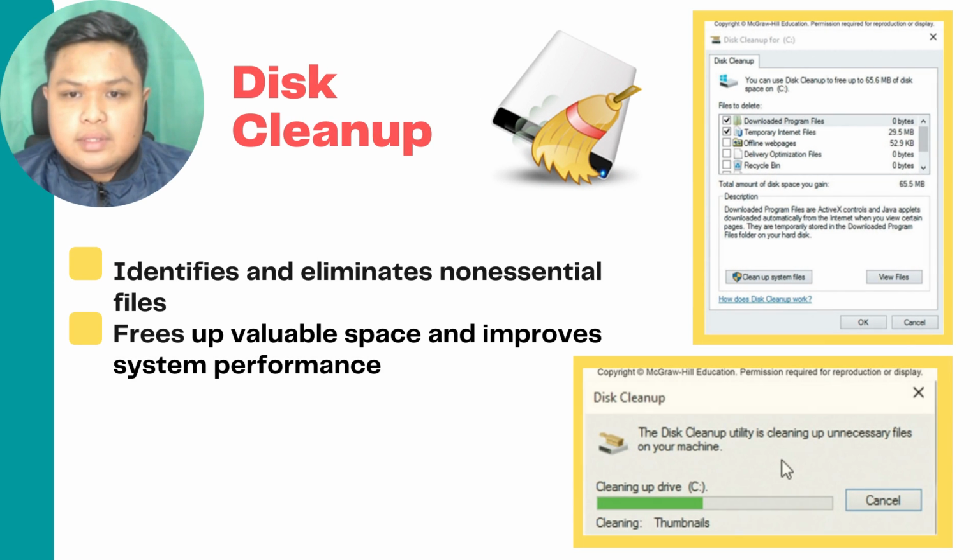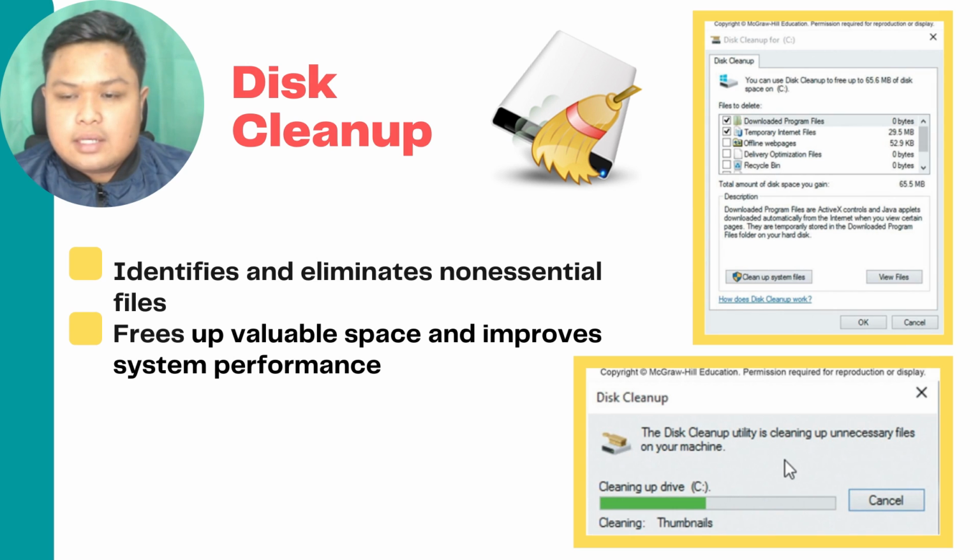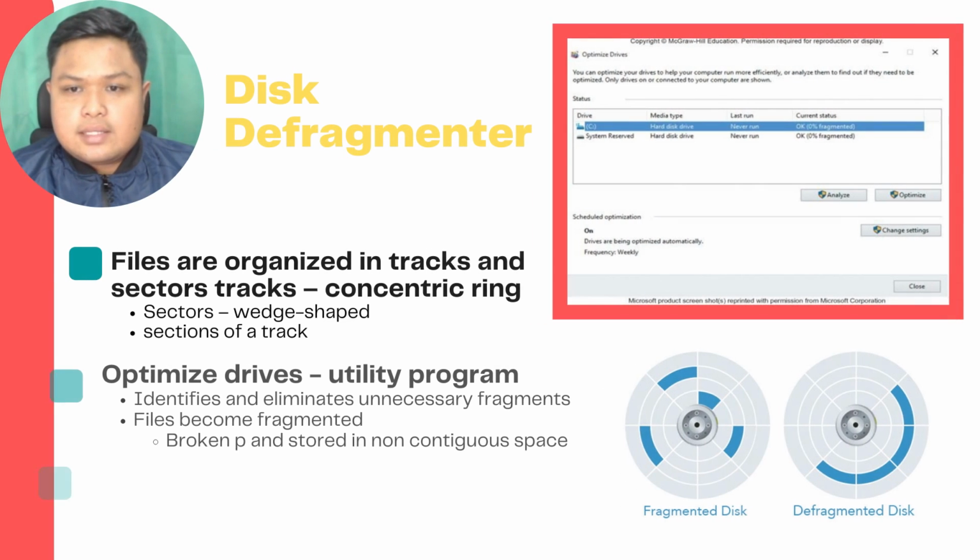Next is disk cleanup. This cleanup function identifies and eliminates non-essential files. Number 2, frees your valuable space and improves system performance. So this cleanup program is a function to clean up all your unusable files and make your disk more proper and smooth running. Next is disk defragmenter.